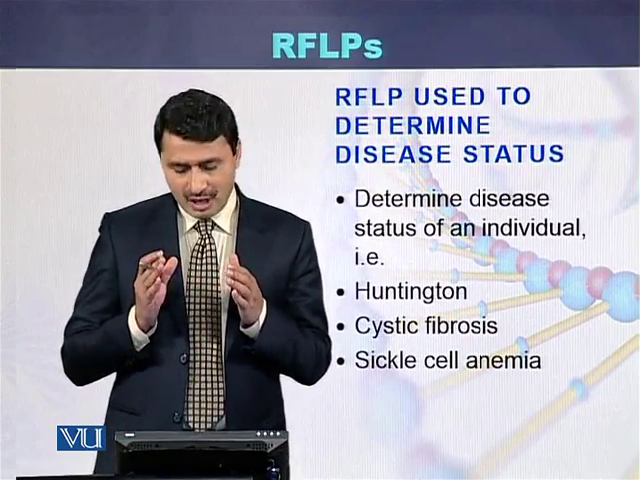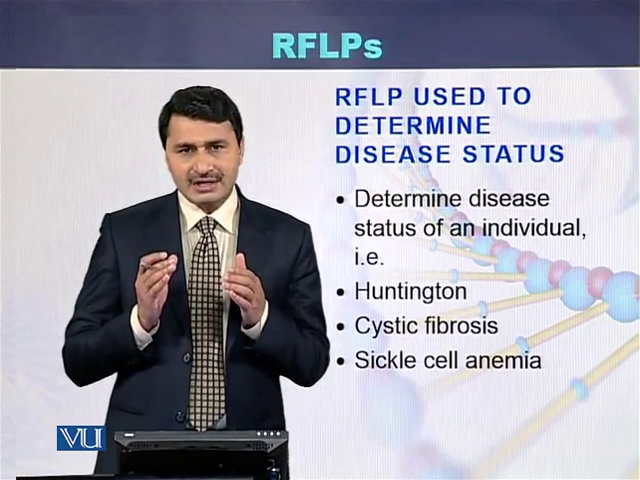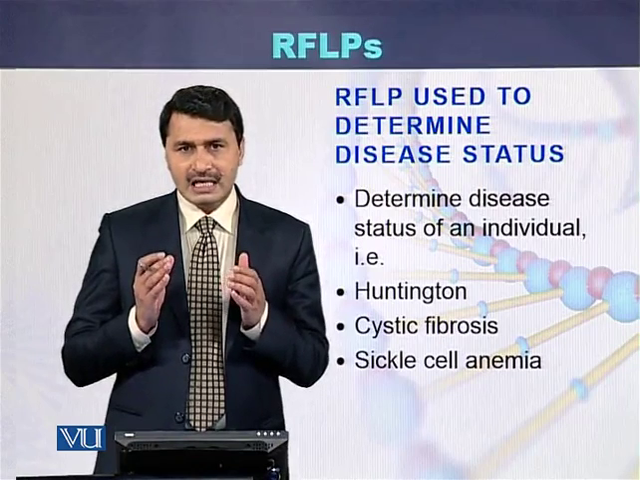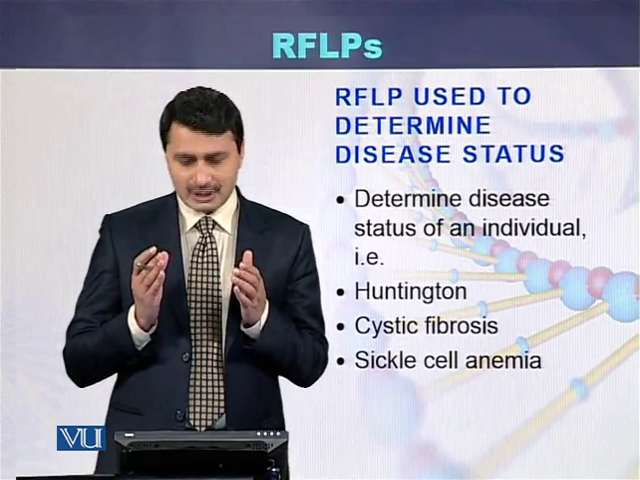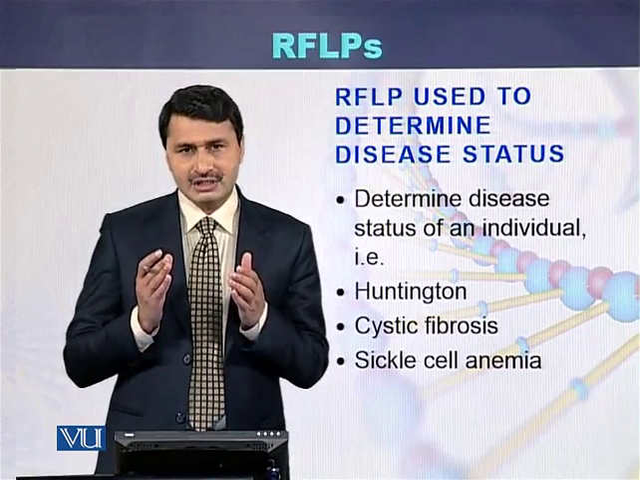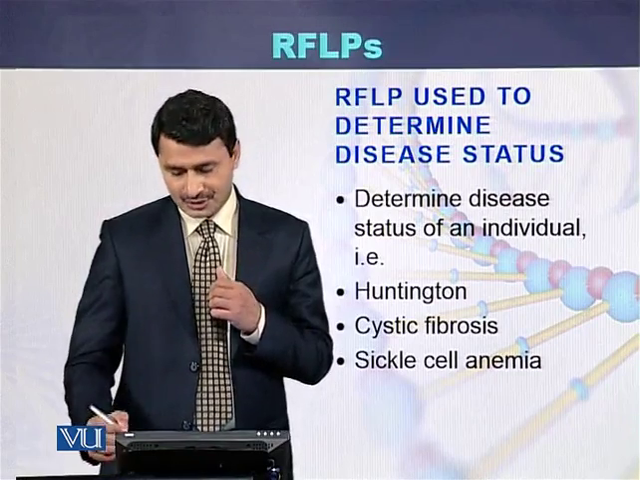RFLP is useful for disease status. Many diseases can be identified based on this technique, RFLP, like the most common diseases in humans: Huntington disease, cystic fibrosis, and sickle cell anemia have been studied for decades with the help of restriction fragment length polymorphism.